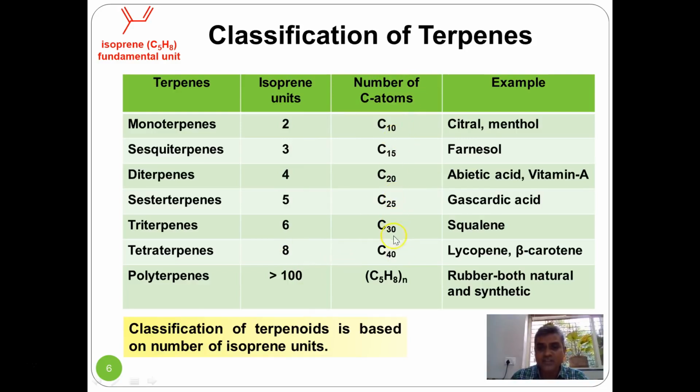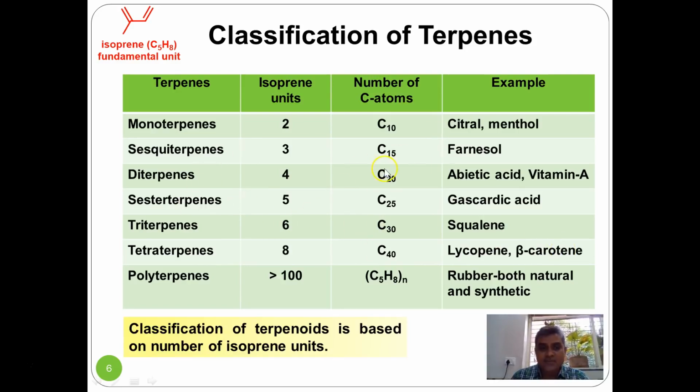C10, C20, C30 and C40 carbon atoms are present in monoterpenoids, diterpenoids, triterpenoids and tetraterpenoids. When it contains 15 and 25 carbon atoms, it is called a sesquiterpene and a sesterterpene. For each class of terpenes, one should have at least one example at one's fingertips, like citral and menthol for monoterpenes, squalene for triterpenes, and lycopene and beta-carotene for tetraterpenes.